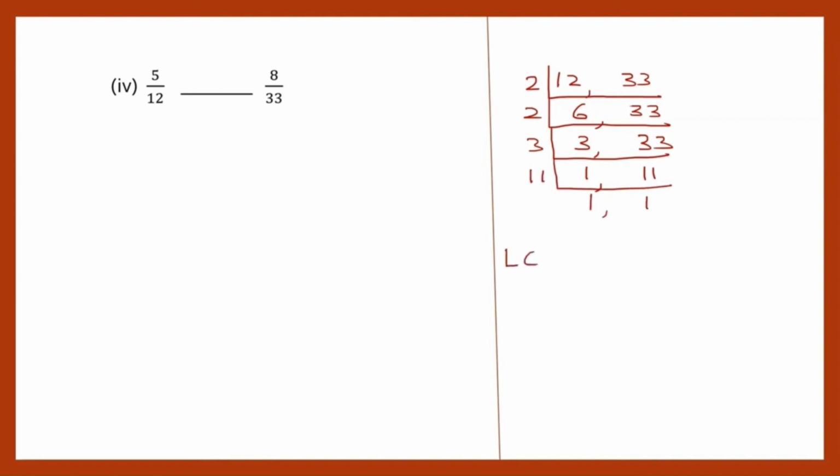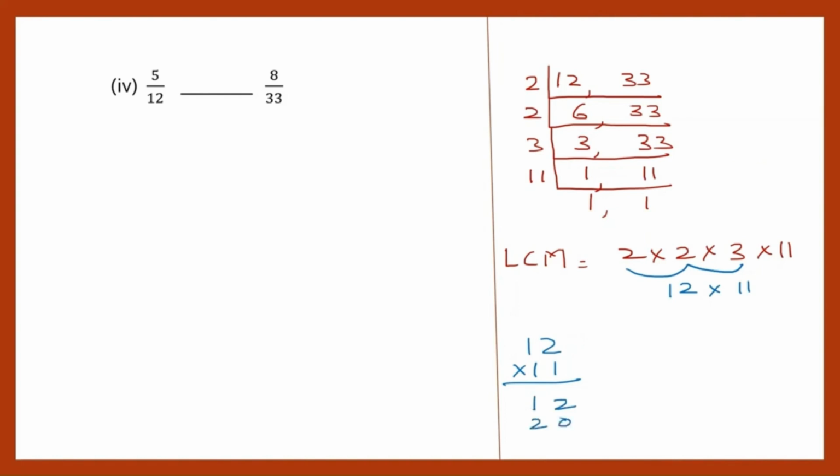Now let's find the LCM. 2 into 2 into 3 into 11. 2 2s are 4. 4 3s are 12. 12 into 11. So let's multiply that. 2 1s are 2. 1 1s are 1. 1 2s are 2. 1 1s are 1. So let's add that up. We get 132. So LCM is 132.